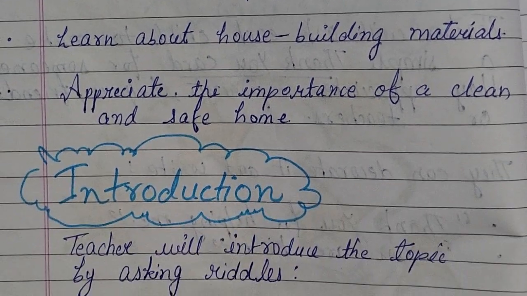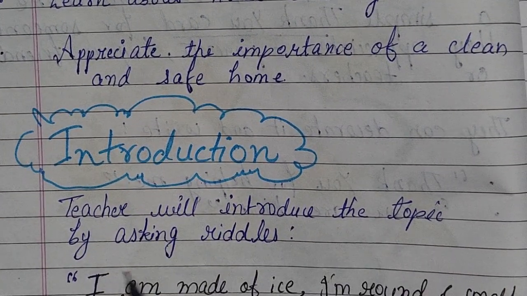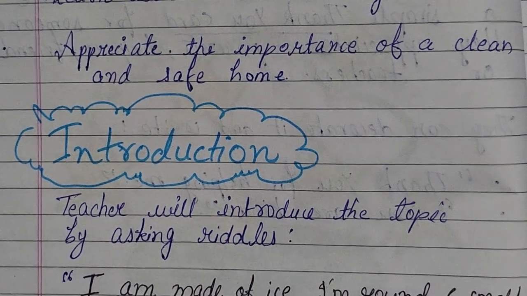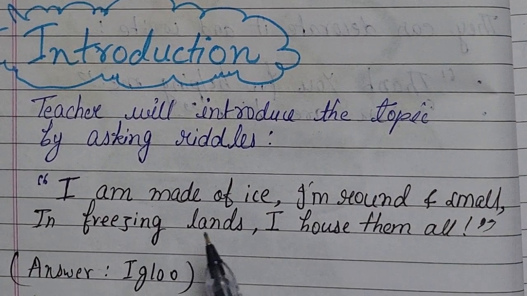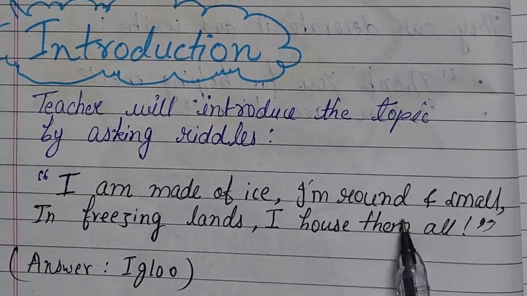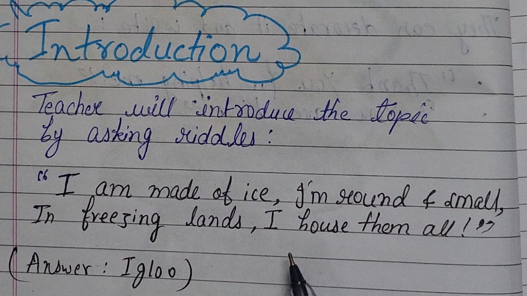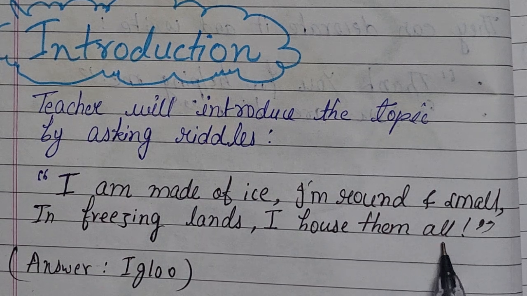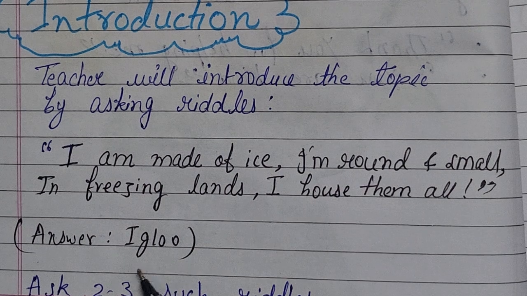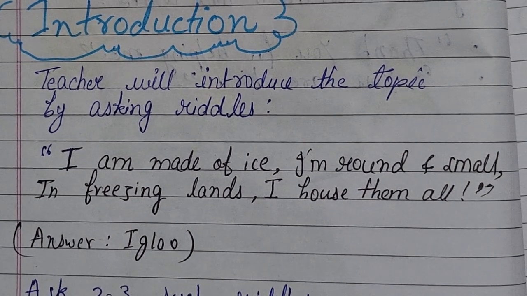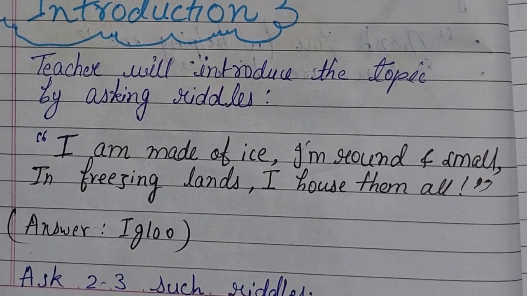Now, next, introduction. Teacher will introduce the topic by asking riddles. Like, for example, I am made of ice, I am round and small. In freezing lands, I house them all. So, the answer will be igloo. So, you can give any other riddle you want to ask from the students.